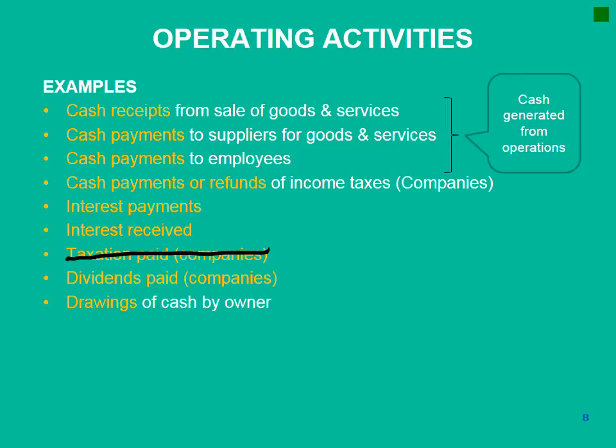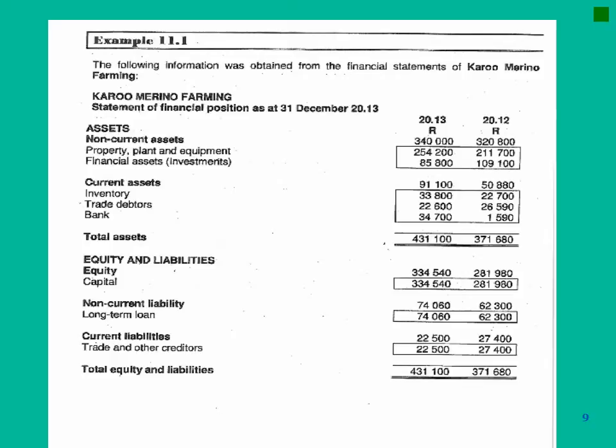So we're going to be working with example 11.1, Karoo Merino Farming in your book. In the question, they start off by showing us the statement of financial position as at 31 December 2013. You will see in the question that they show us information for the current year 2013 and the comparative year. It's very critical in cash flow questions that you take note of which is the current year and which is the prior year. This will make a big difference to your answers. So the current year is in the first column, the prior year is in the second column.